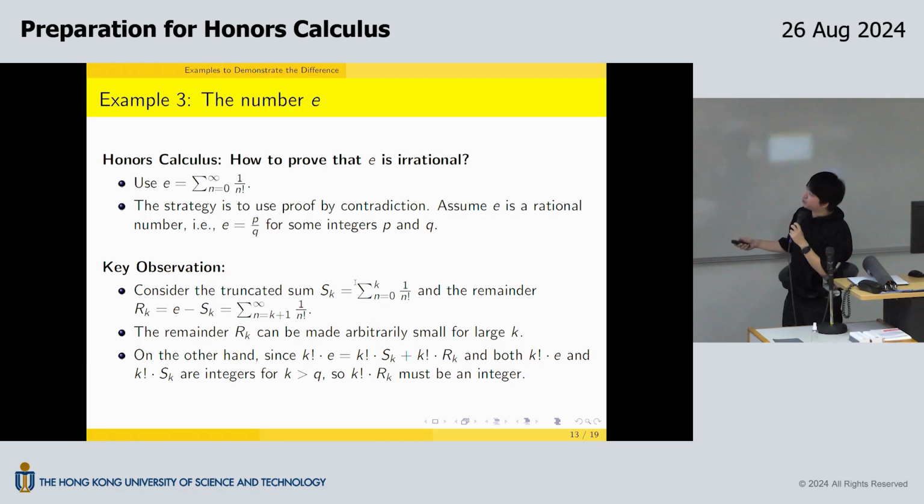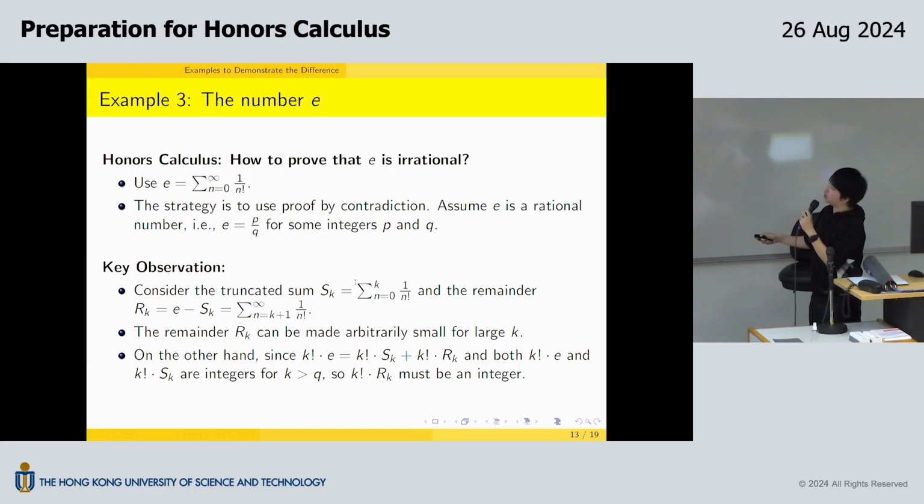So after some observation, you find that by observing the partial sum as the K partial sum and the remainder, on one hand, the remainder of this series can be made arbitrarily small for large K because the series is convergent. So that's what you will learn in the course.